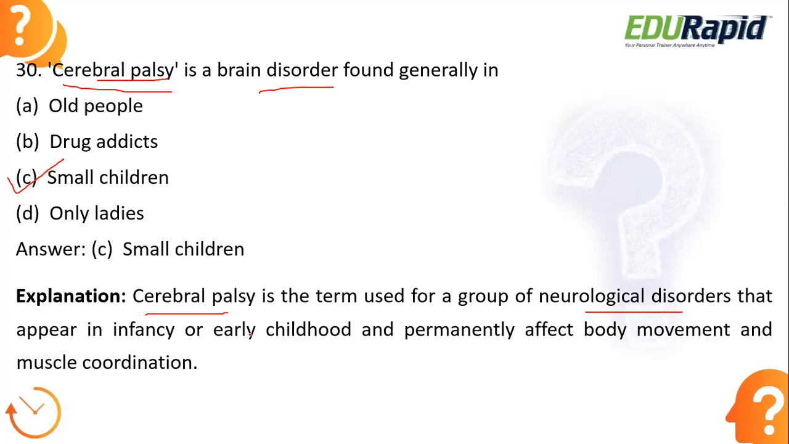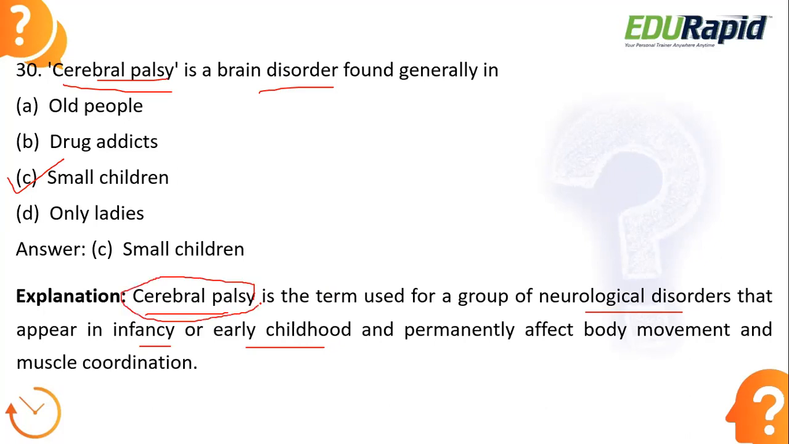Okay, it usually appears in infancy or early childhood, and it permanently affects body movement and muscle coordination. Usually when a child starts suffering from cerebral palsy, it affects the movement of the body of that child and also muscle tone as well as the posture. A child cannot stand properly, they cannot even walk properly, just like in the normal case. So it's all because of a condition called cerebral palsy.